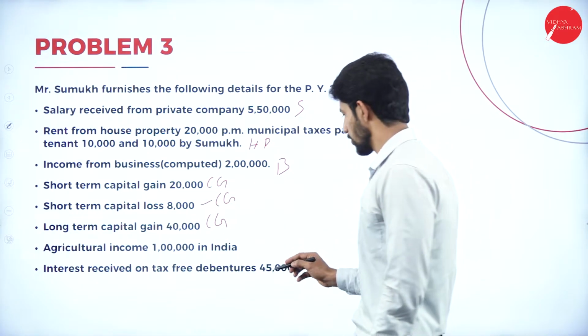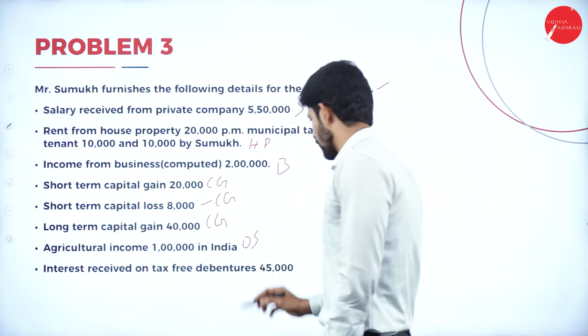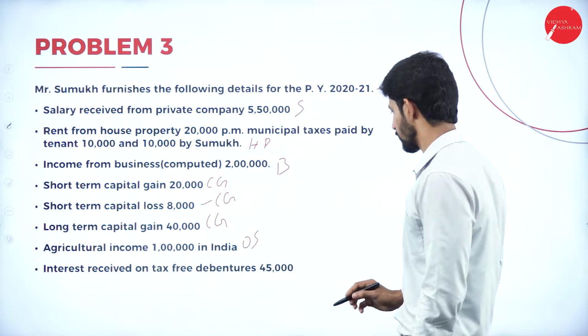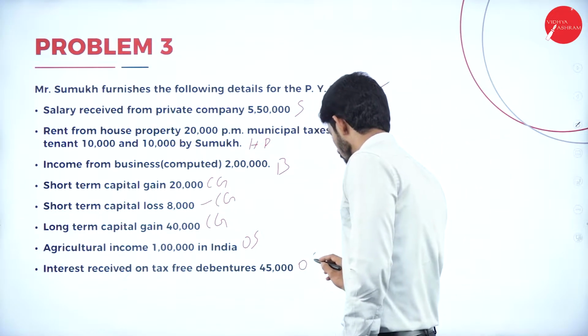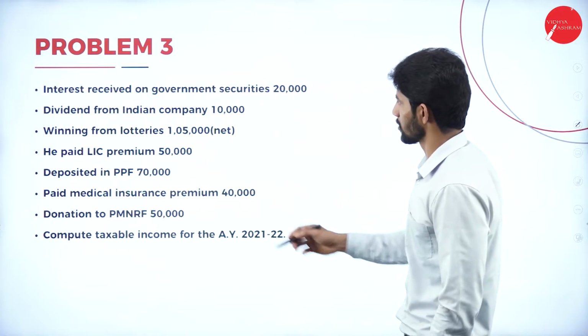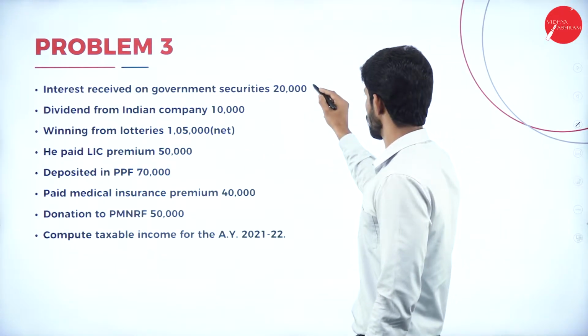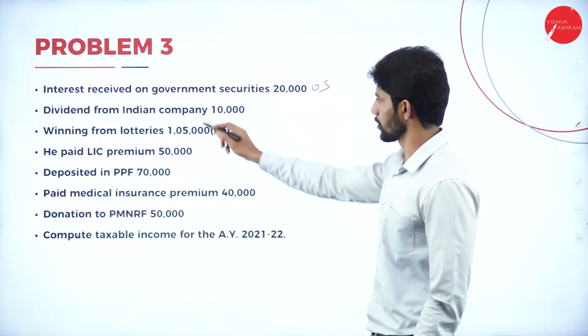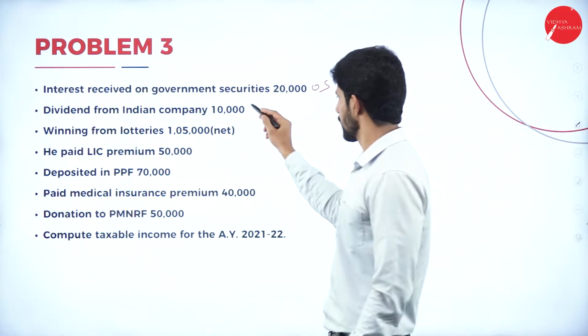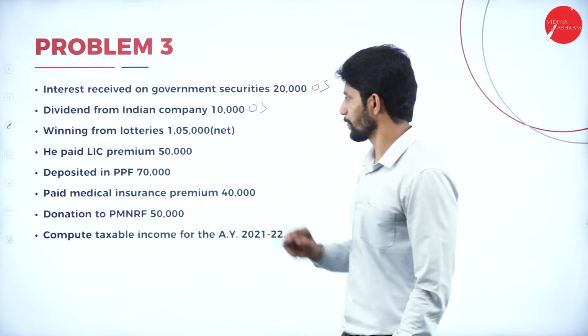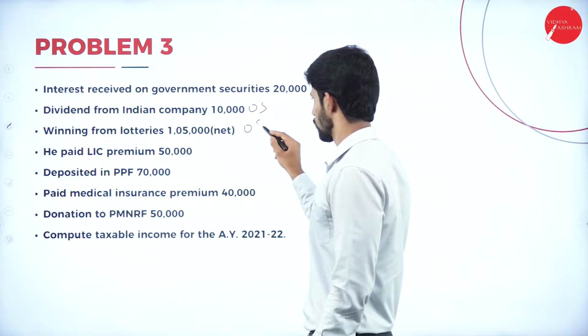Agricultural income relates to other sources. Next, interest received on tax-free debentures relates to other sources. Next, interest received on government securities relates to other sources. Dividend from Indian company, yes, other sources. Winning from lottery, yes, other sources.